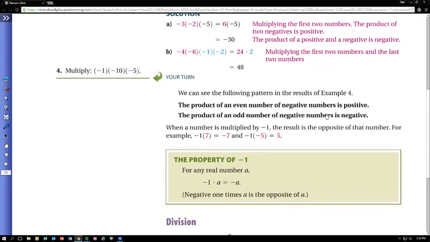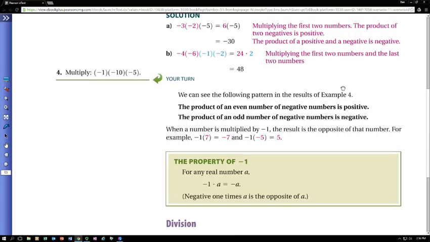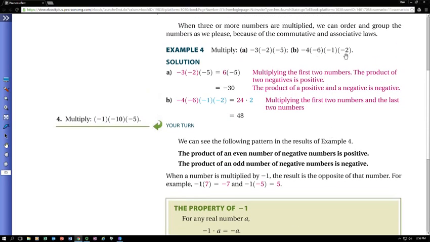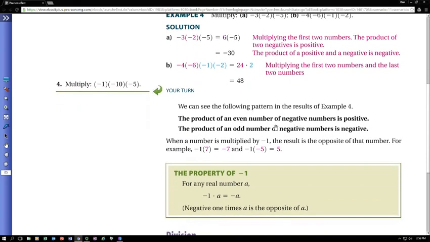And that's what they're trying to illustrate here. A product of an even number of negative numbers is positive. In other words, I count the negatives. I got 1, 2, 3, 4. I end up with something I can pair up to make positives, right? And they all pair up. Here, I only have 2 that pair up, but I still have 1 negative left because it's an odd number. So I end up with a negative result, and that's what they're putting here.